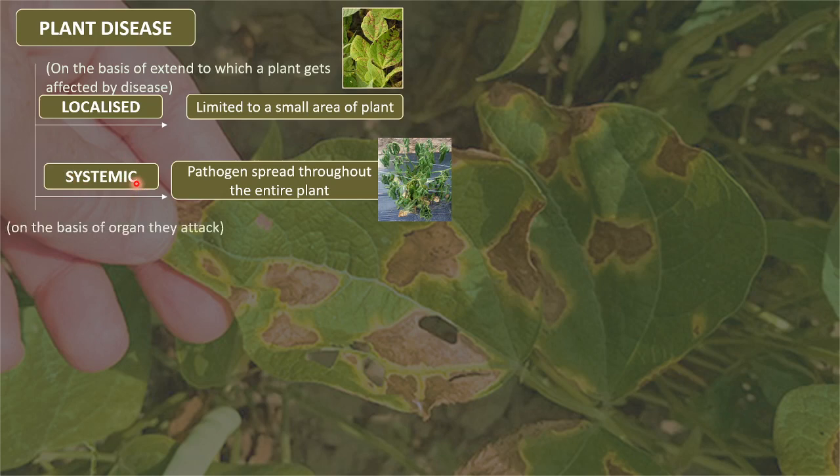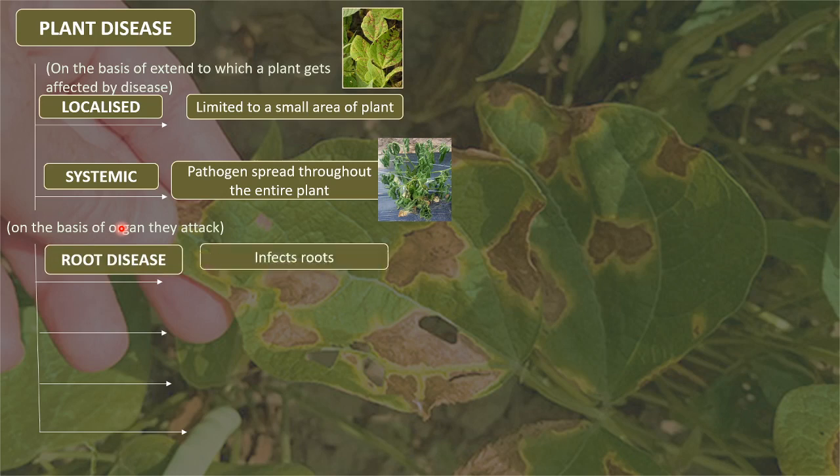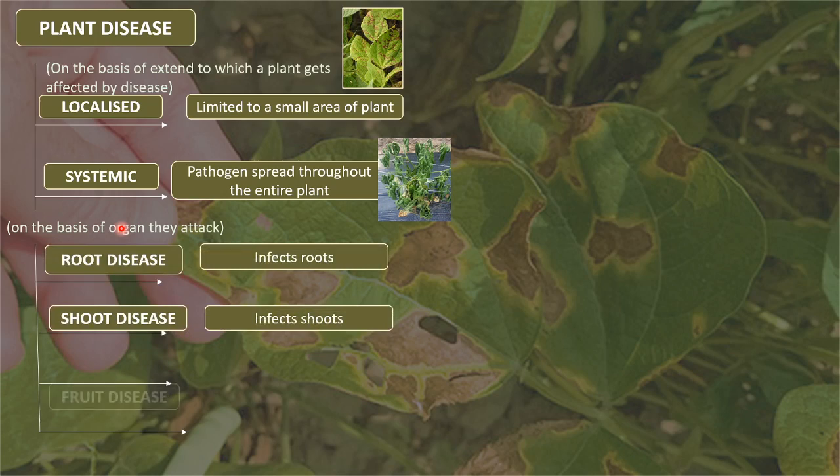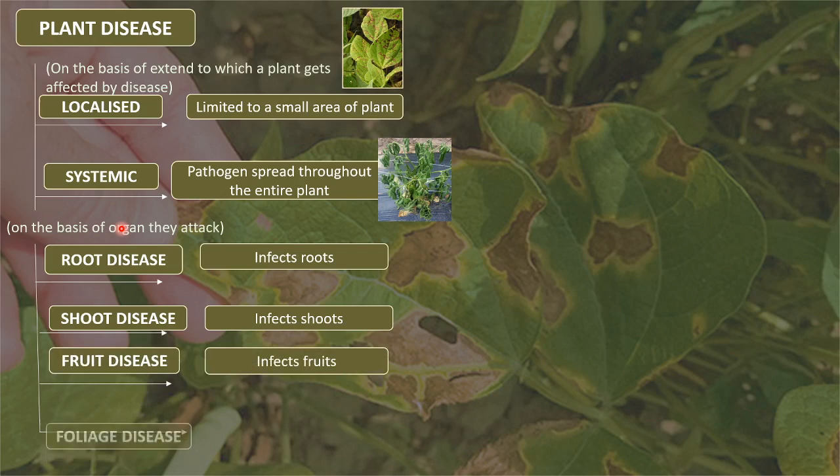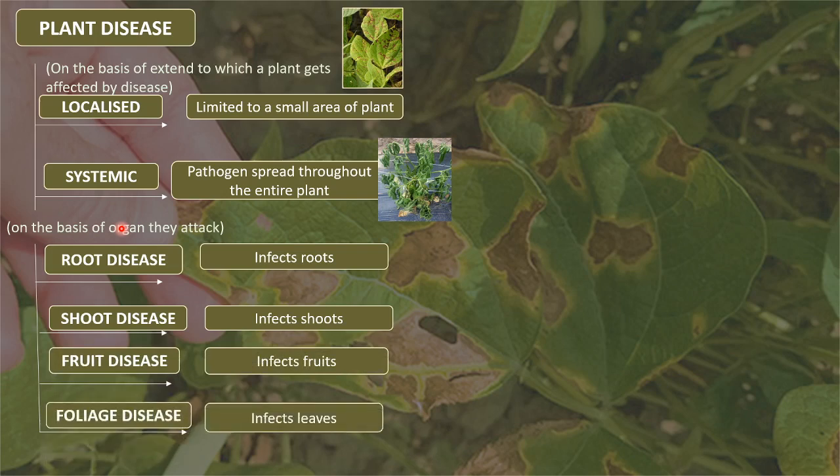Now, again, there is another criteria on which the plant disease can be divided. This is on the basis of the organs they attack. This is very simple. Based on which organ the pathogen attacks, it could be root disease that infects roots, it could be shoot disease that infects shoots, it could be fruit disease where the pathogen infects fruits. It could be foliage disease where the pathogen infects leaves or foliage of the plant.